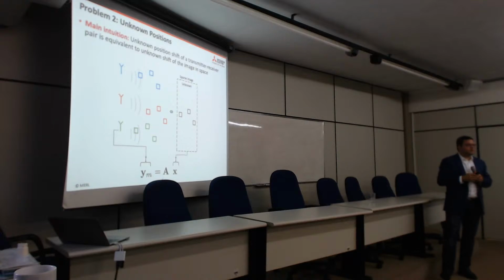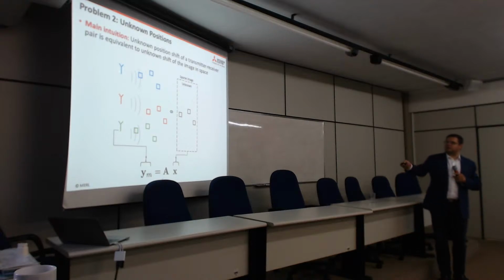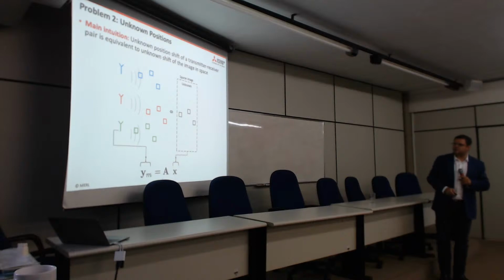Okay, next problem: unknown positions. It's a very similar idea. Your transmitters transmit to the scene. The scene, again, is a sparse image. It's unknown. So for every transmitter-receiver pair, the data is equal to AX.